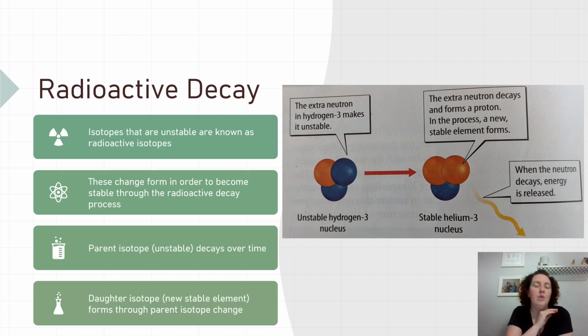So we call that first unstable isotope a parent isotope. This is the original, the life giver sort of a thing.